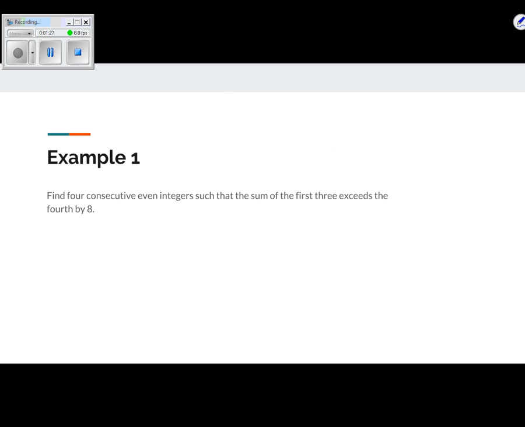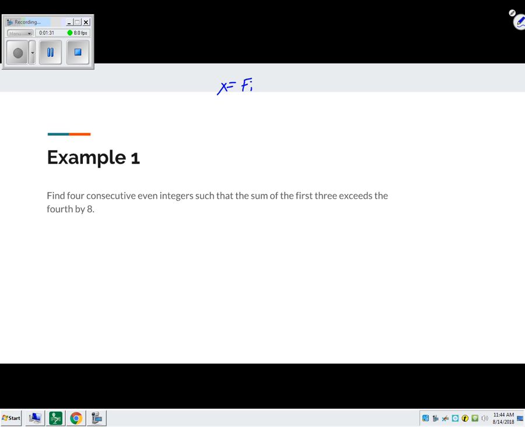I'm looking for integers here, and so I'm just going to let x be that first integer that I'm looking for. I could go on down and get the second integer, third integer, and fourth integer, but I think it's going to be easier if I just work it like this. Okay, so when I look down here, I see a couple key words. The sum of the first 3. Okay, the sum of the first 3.